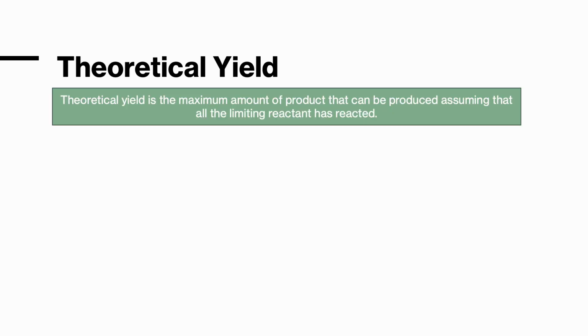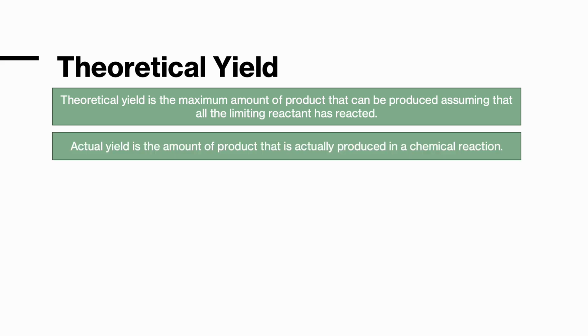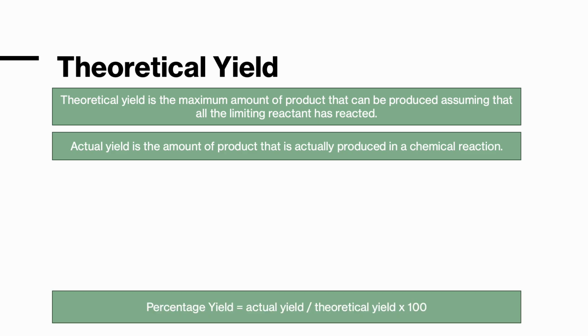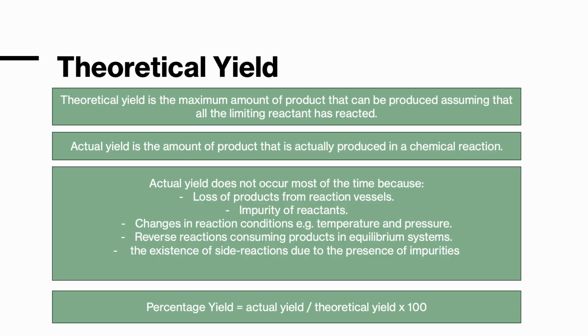Okay, so looking at theoretical yield. So theoretical yield is the maximum amount of product that can be produced, assuming that all the limiting reactant has reacted. The actual yield is the amount of product that is actually produced in a chemical reaction. And percentage yield is calculated by dividing the actual yield by the theoretical yield and multiplying this by 100.